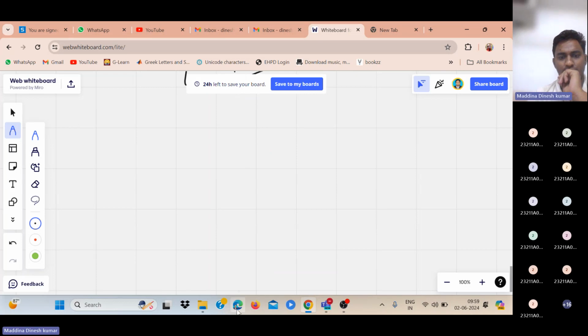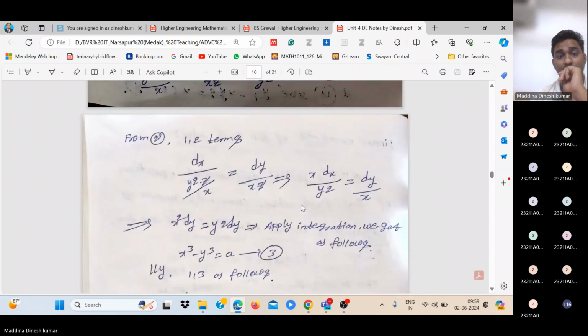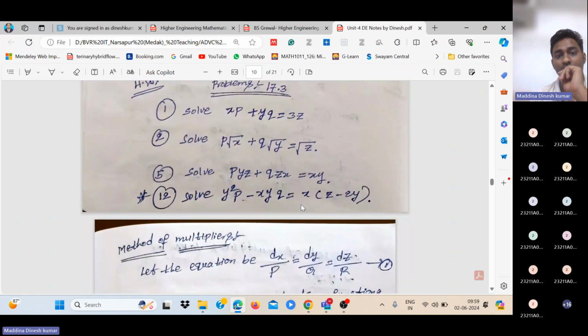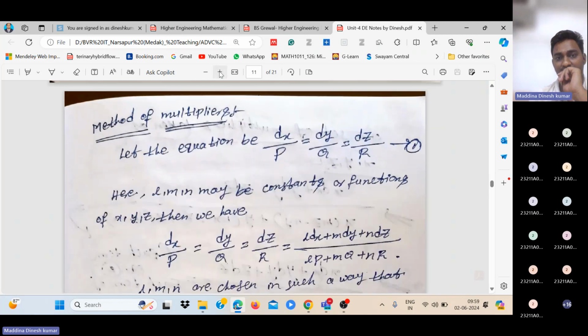So next we will discuss certain types of problems for which we can't find the solution directly by equating these fractions. That is known as the method of multipliers. Lagrange introduced this topic, that's why it is also known as Lagrangian multipliers.